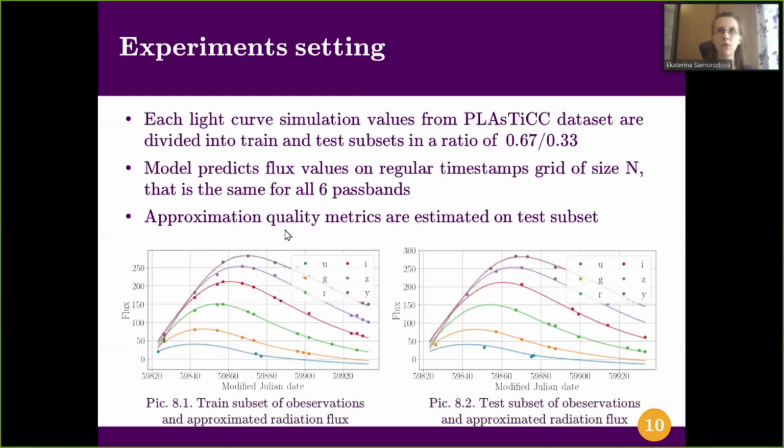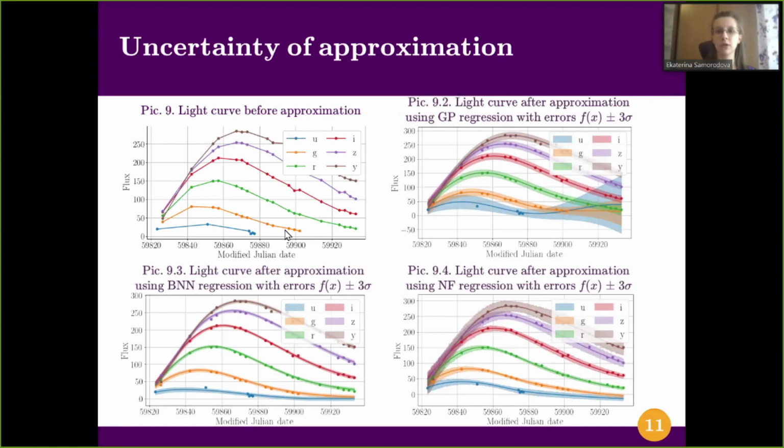And now we are moving to the model's testing stage. The next step is to define the quality checking conditions. For this aim, each light curve is divided into train and test sections. After that, each model is trained to predict radiation flux values. Then, models predict values on a regular timestamps grid with 500 values for each passband, as is shown on the slide. Two graphs show approximated values compared to the training values on the left and to the test values on the right. Now let's pass on to the comparison of the results.